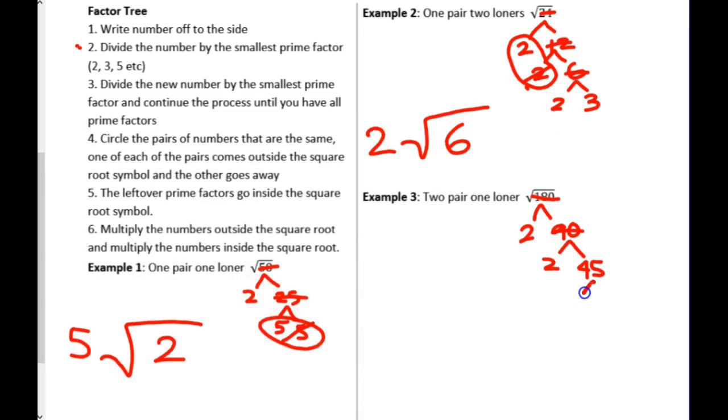So let's do that. 3, 15, and then 15, can that be divided by 3? Okay, 3 and 5. Now, 5 does not break down, it's also prime, so I have 5 prime factors: 2, 2, 3, 3, 5. And what do I do now? Couples. Do I got a pair of 2? Yep. And then I got a pair of 3.